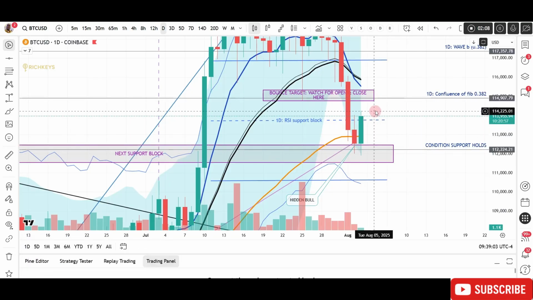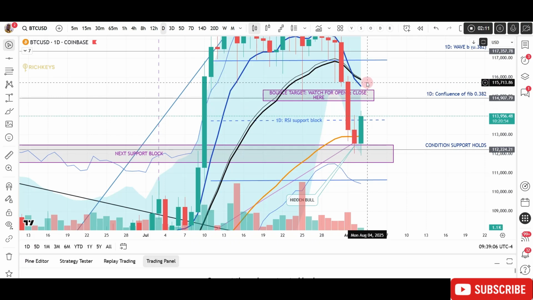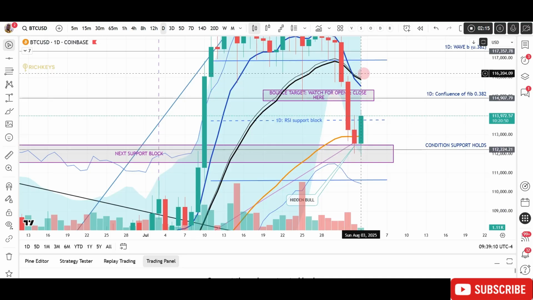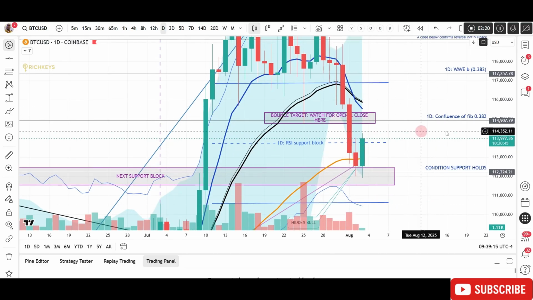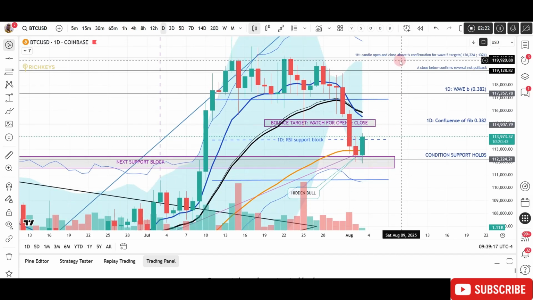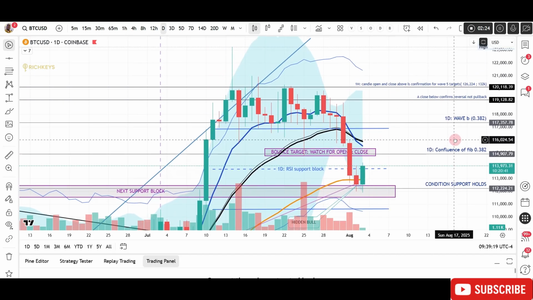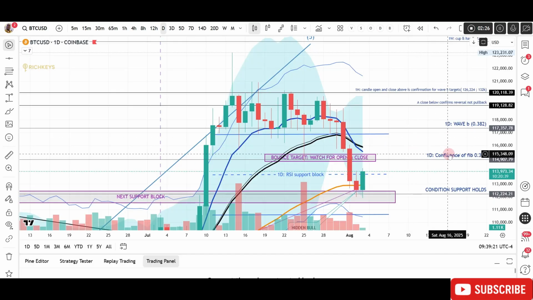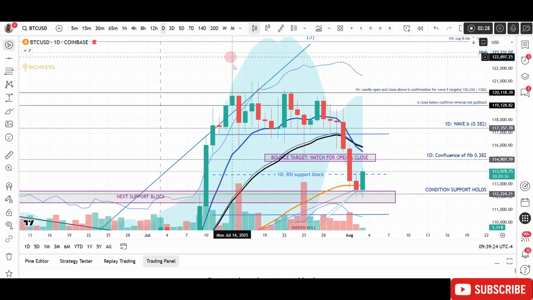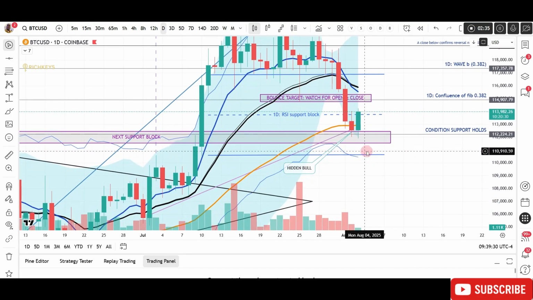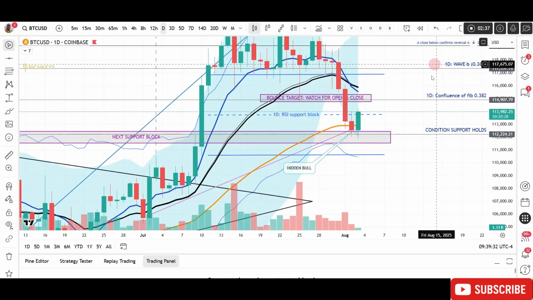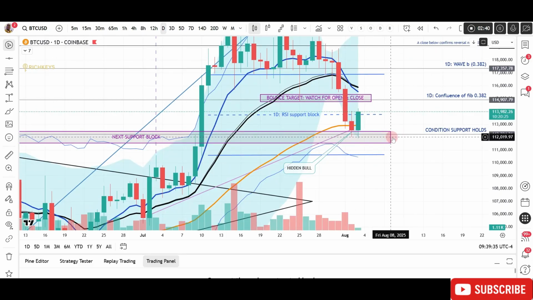If that does not happen and we get a candle open and close, particularly an open and close above the 21, I would take that as a pullback and continuation of the rally into probably the 125,000 target. So that's the bullish case scenario. But like I was saying, because of the divergences on the weekly and the monthly, I'm not too much in favor of that alternative. However, that is an alternative to analyze.